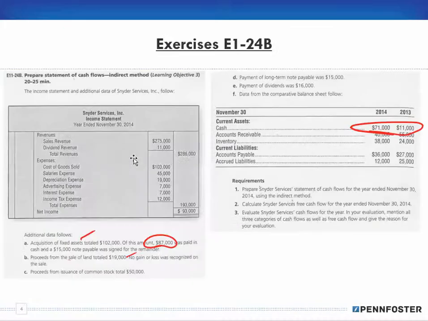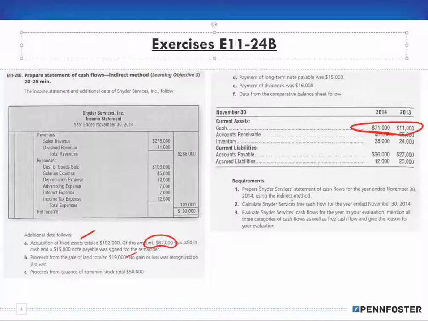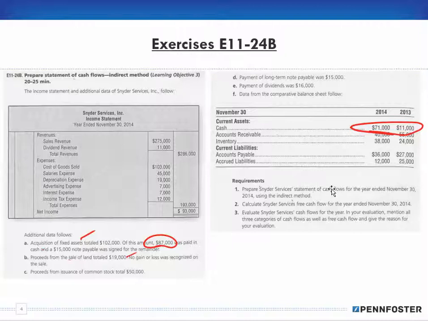Okay, so in the last video, if you noticed, it was labeled 11. We had 3 requirements, 1, 2, and 3, and all we did was create the statement of cash flows. So in this video, we are going to work on the other 2 requirements. It says here, calculate Snyder's free cash flow for the year ended November 30th, 2014.